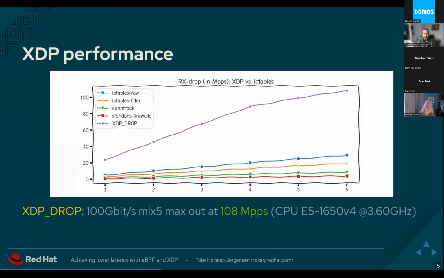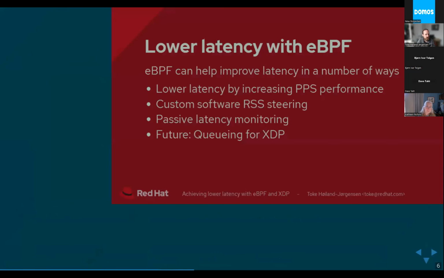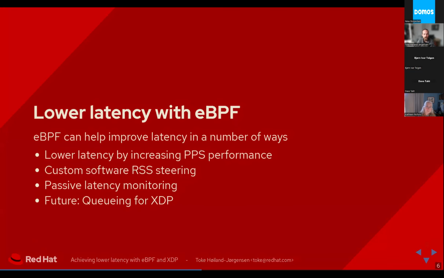So just to give you an idea, we have this sort of software fast path in the kernel where we can do this thing, and we can combine it with other hooks in the kernel and do interesting things. That's sort of the main thing here. And so how does this relate to latency? I'm speaking generally about what you can do with eBPF here.